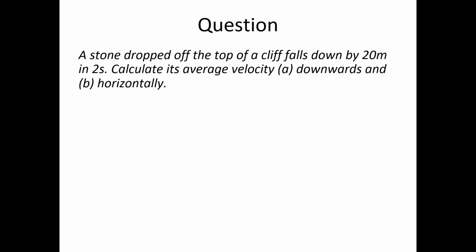So you've got a stone dropped off the top of a cliff and it falls down by 20 meters in 2 seconds. Calculate the average speed or velocity downwards and horizontally. So if you'd like to have a little go at that, pause the video.